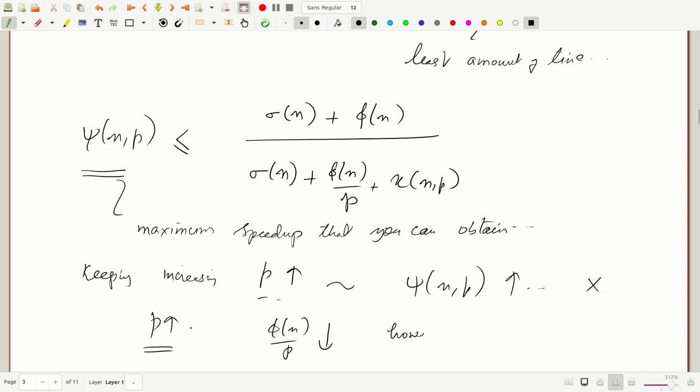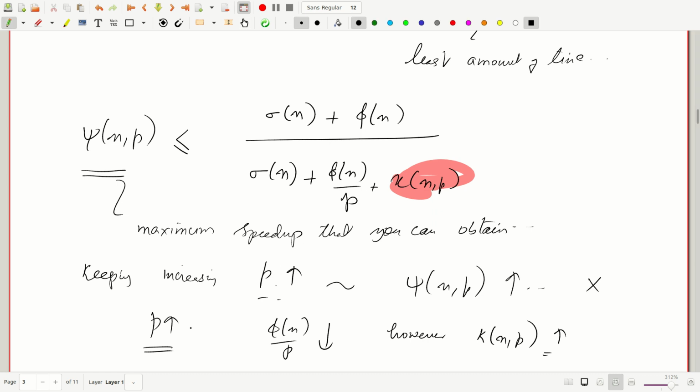However, the other component, that is the overhead part of the computation, could have been better here. The overhead part of the computation, κ(n,p), would actually increase as you keep increasing the number of processes. So as a result, you would not get a maximum speed up as you keep throwing more and more processes at your algorithm or for your program.